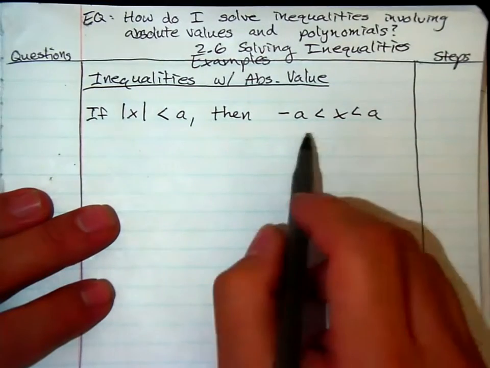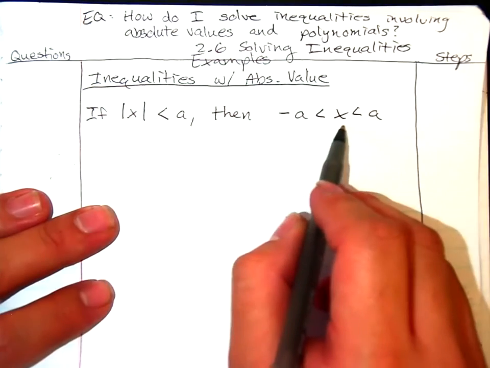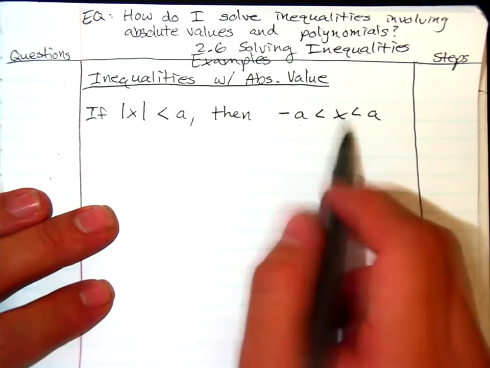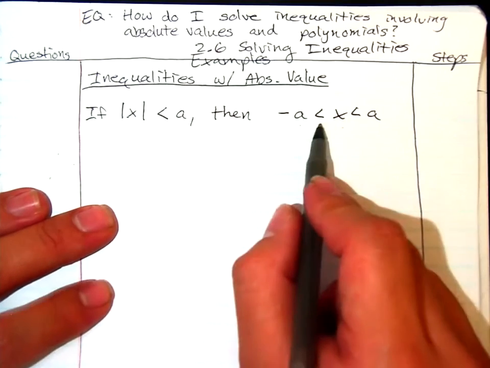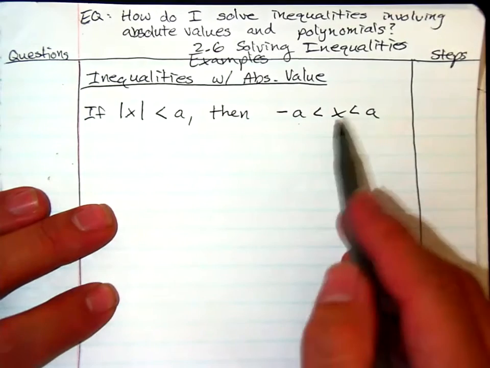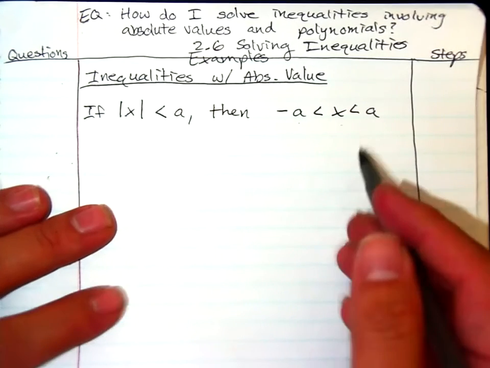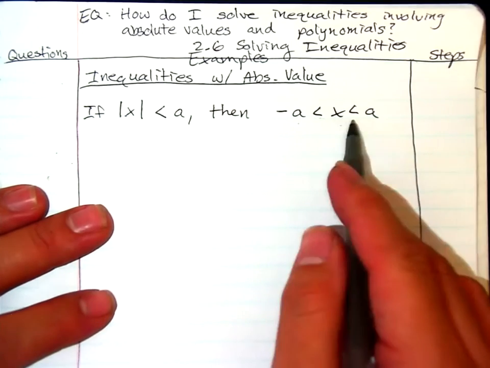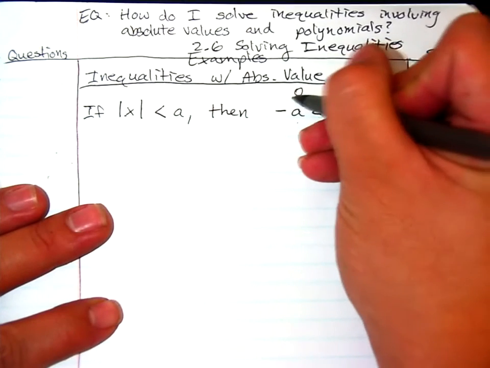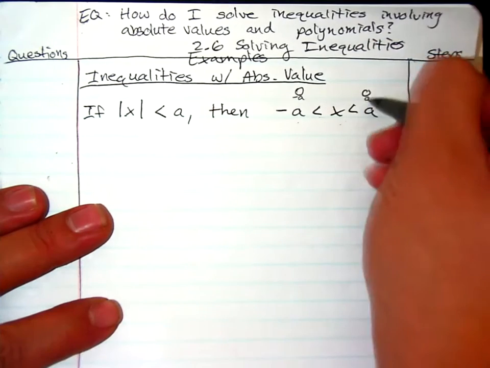So in other words, the solution set would be some value x between negative a and a, or you can read it as x greater than negative a, and x less than a. In other words, it has to be a number in between these two numbers. Okay, so it would look something like this, where you have negative a over here, you have a, and it's everything in between.